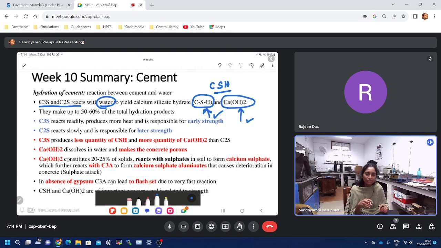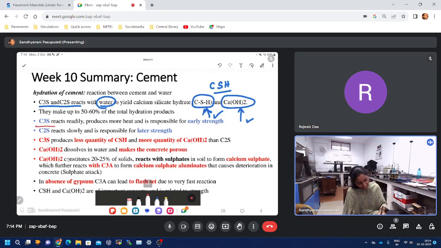So the concrete, which is very solid and compacted in the initial stages, when it comes in contact with water, due to the excessive amount of calcium hydroxide, it will become porous concrete. Thereby strength would be reduced. That is the reason why the amount of calcium hydroxide production, or byproduct, should be limited.